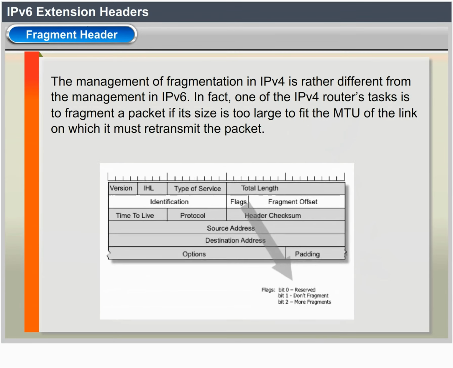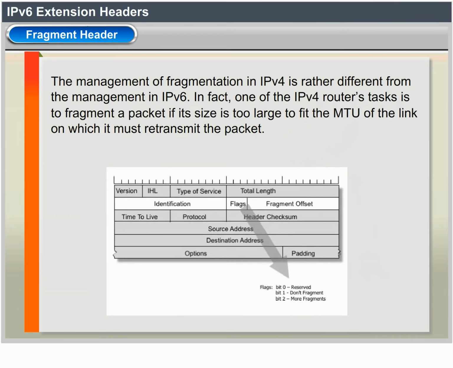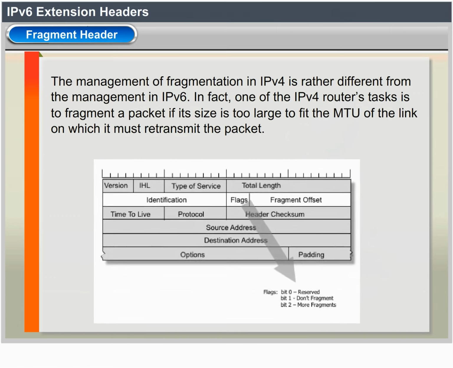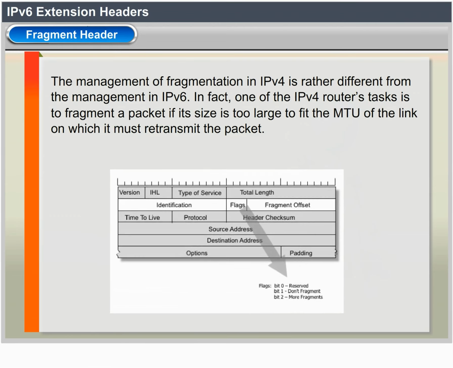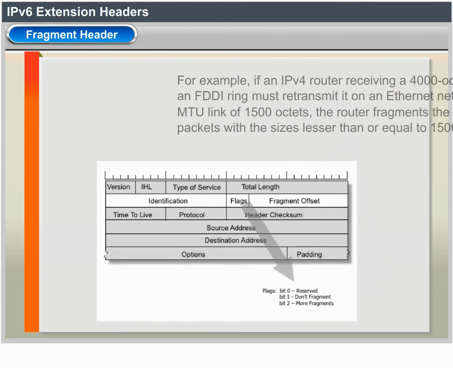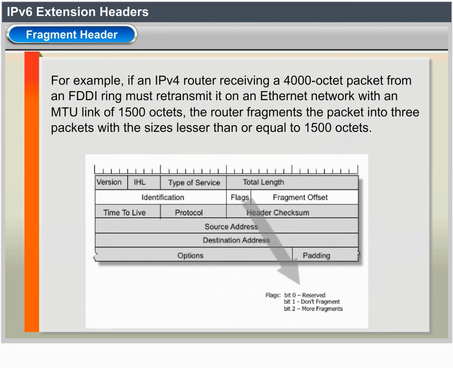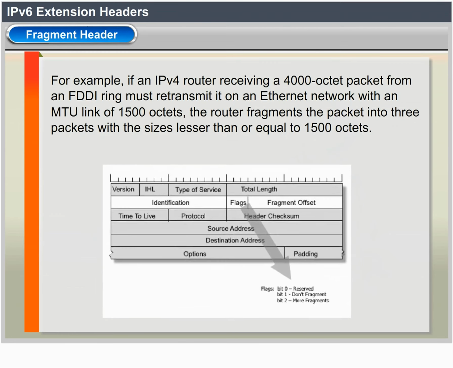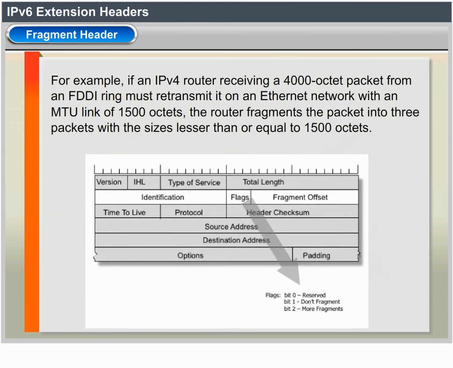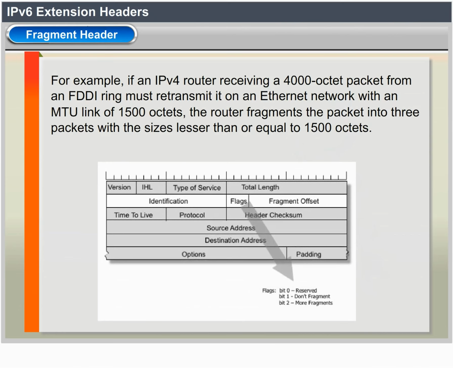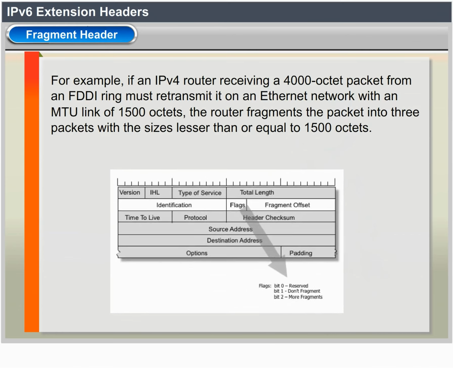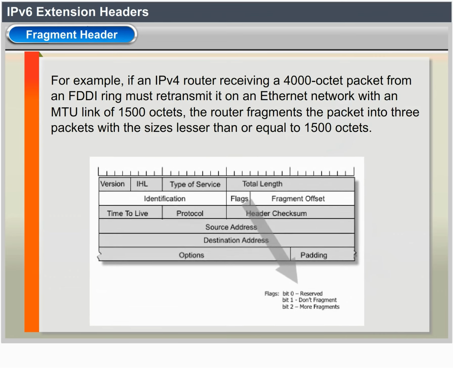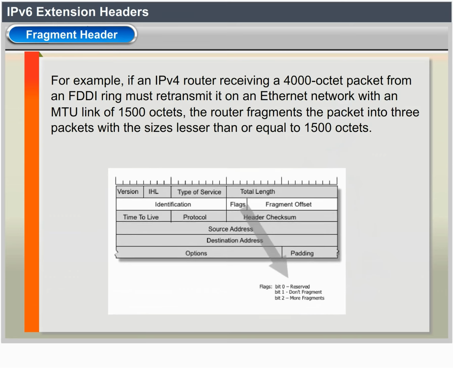In fact, one of the IPv4 router's tasks is to fragment a packet if its size is too large to fit the MTU of the link on which it must retransmit the packet. For example, if an IPv4 router receives a 4000 octet packet from an FDDI ring and must retransmit it on an Ethernet network with an MTU link of 1500 octets, the router fragments the packet into 3 packets with sizes less than or equal to 1500 octets.